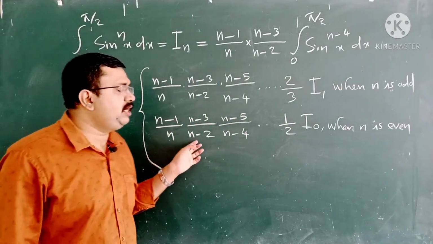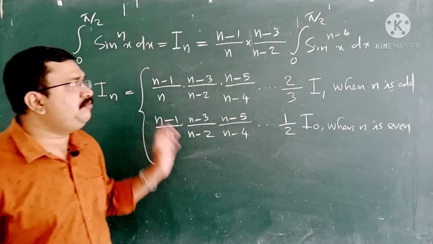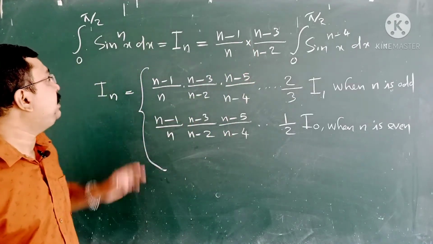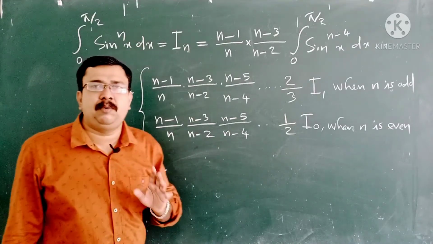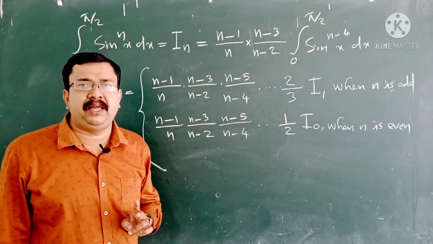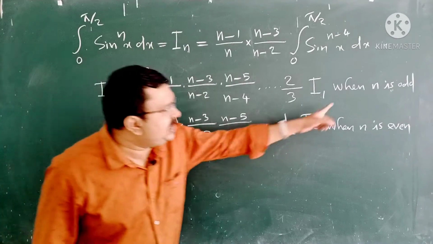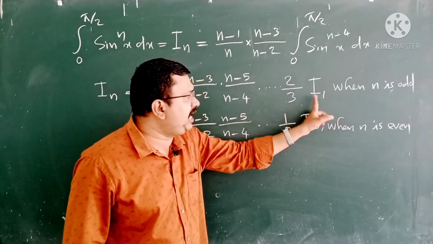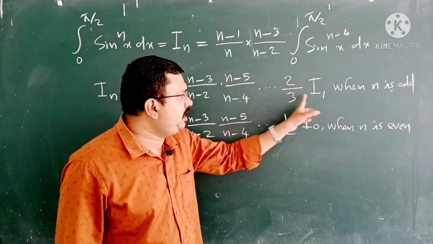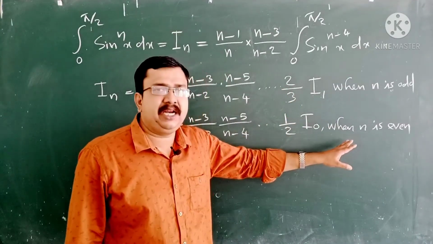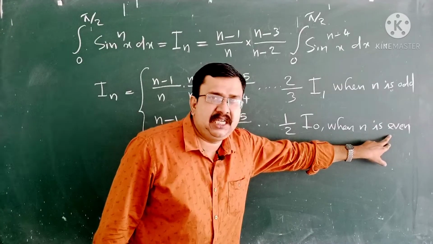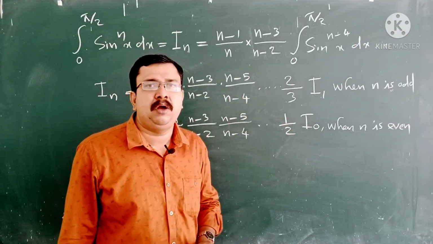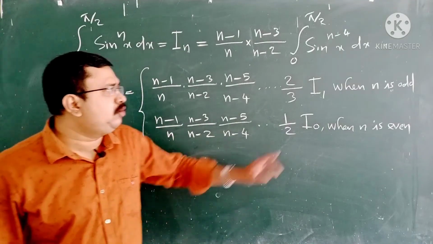Very, very important. We are deriving the reduction formula for integral 0 to pi by 2 sin^n x dx. Remember that two conditions are there. First one is n is odd. The last term when n is odd is I1, that is 2 by 3 into I1. And the second condition is when n is even, the last term is 1 by 2 into I0.